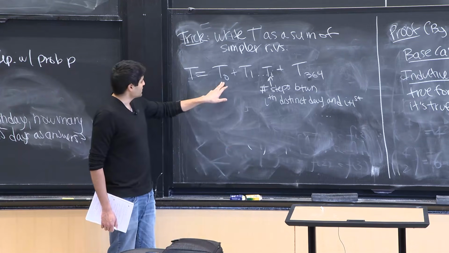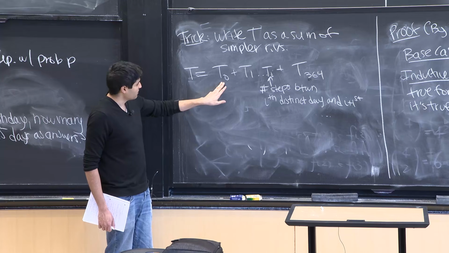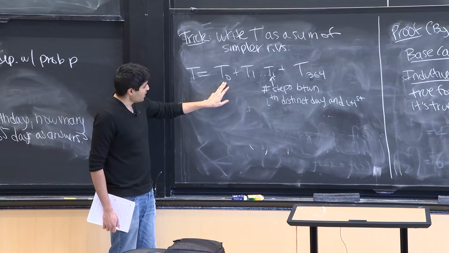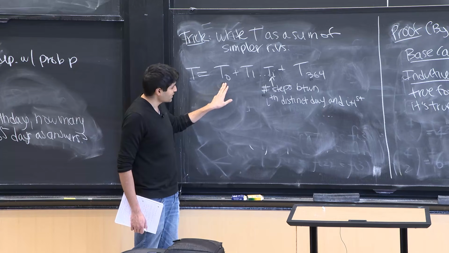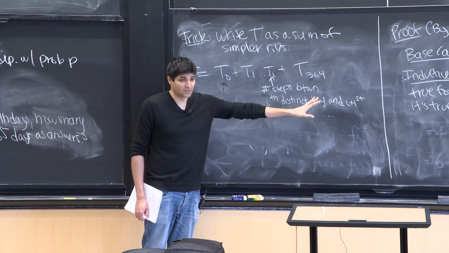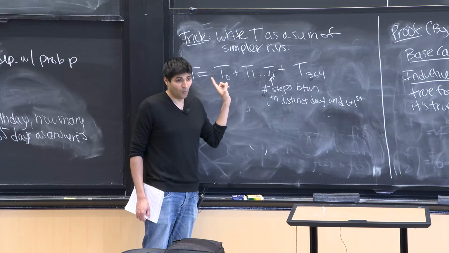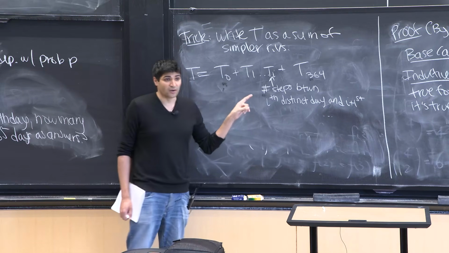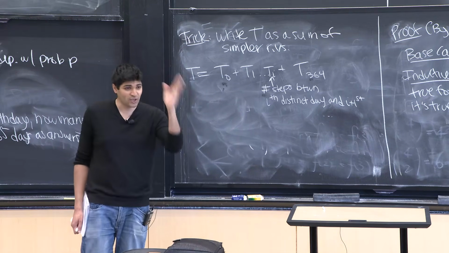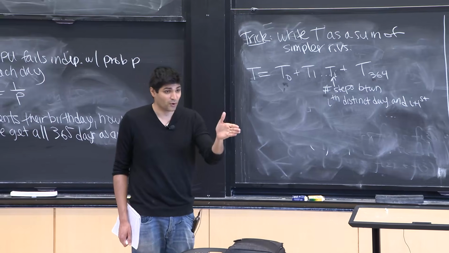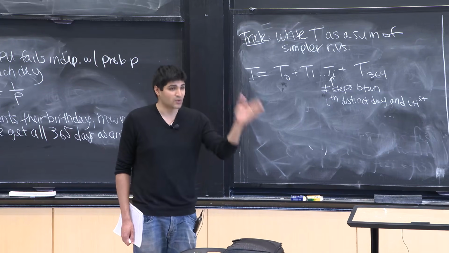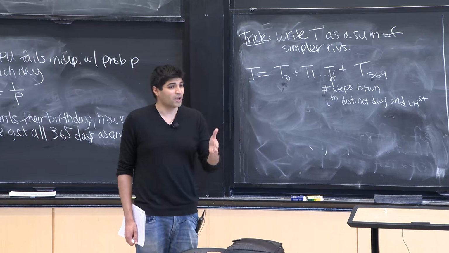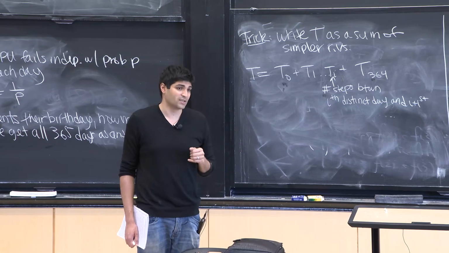So let's break down what this expression means. So i is 0 here. So this would be the number of students I have to ask in order to get to the first distinct day. And that's clearly 1. But then as I go later, it's the number of students until I get my ith new birthday. I've covered i days. I ask another student, another student, another student. How long do I go until I get a new birthday out of that set?